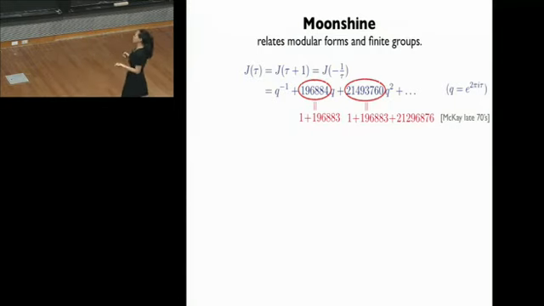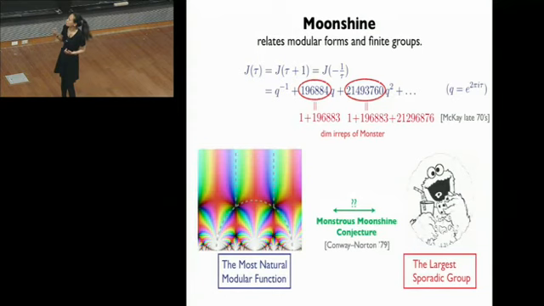So if you still remember, 196,883 is exactly the dimension of the smallest non-trivial representation of the monster group. And the pattern persists, so these numbers in red are all dimensions of irreps of the monster group. So it is as if the most natural modular function has something to do with the largest sporadic group, which is something that's pretty mysterious, I would say.